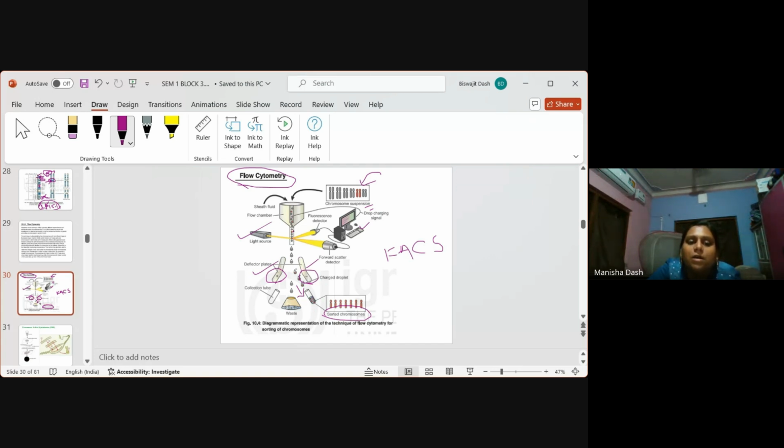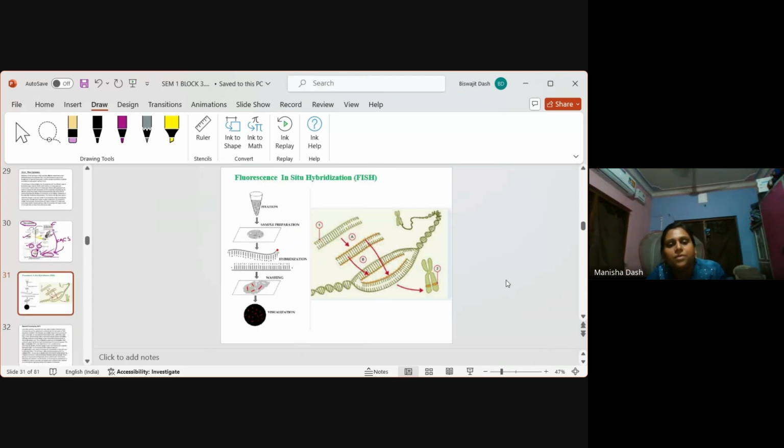Whatever chromosomes do not have our desired charge or our desired fluorescence probe will simply go to the waste. After that, when you analyze, you will find that all the chromosomes you had labeled with the fluorescence dye have been collected and are now sorted. So again, what is the utility of this procedure? This can be used to identify certain kinds of genetic abnormality, like any structural aberration or numerical aberration in the chromosome.